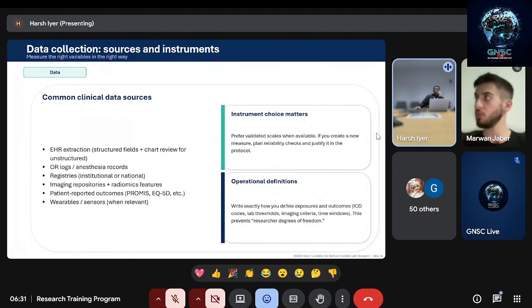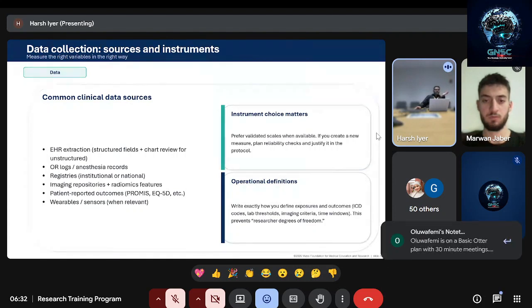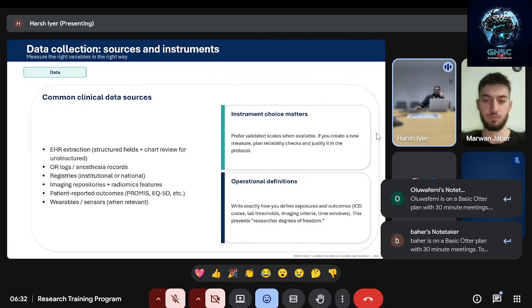And that did happen with one of my other projects that I was working on, that obesity does affect the amount of post-operative pain medications that patients require after they have undergone a surgery. And it did even come out as significant on multivariable regression, which is something interesting that people can look out for.